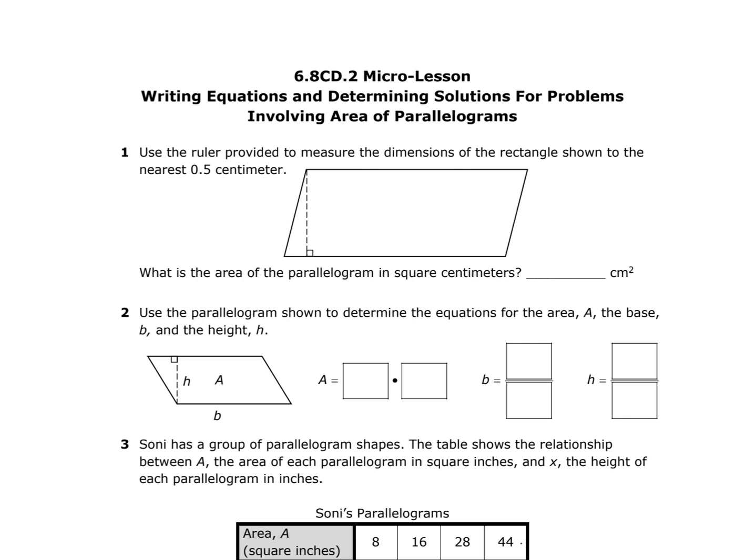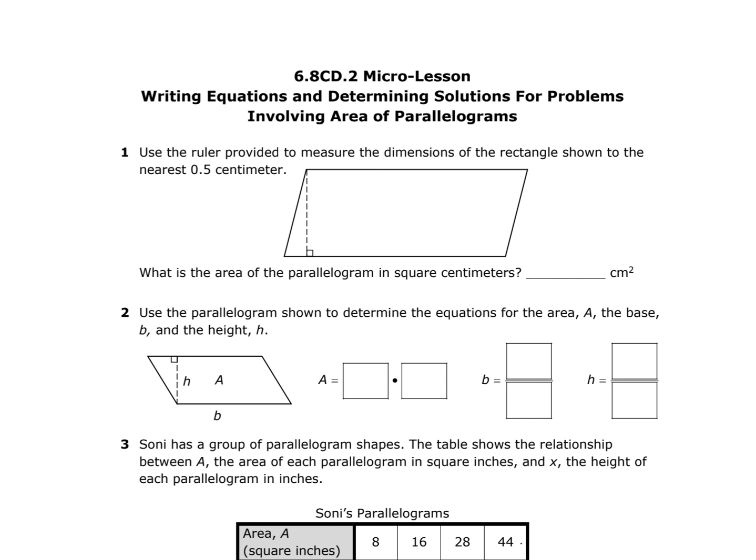Writing equations and determining solutions for problems involving area of parallelograms. Use the ruler provided to measure the dimensions of the rectangle shown to the nearest half centimeter.